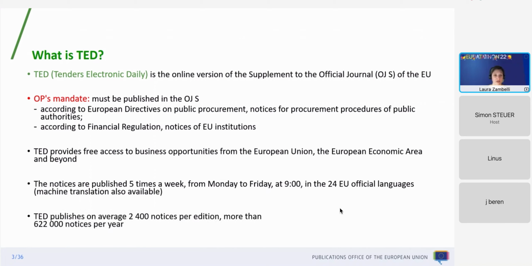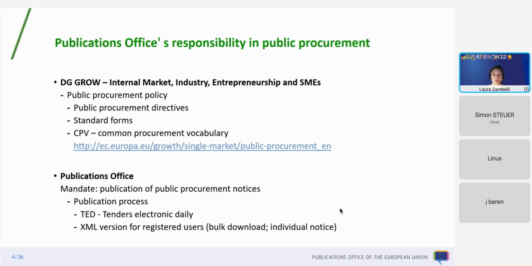This means that on average, TED publishes 2,400 notices per edition, which means more than 622,000 notices per year. Let's see now together the responsibility of the Publications Office in public procurement and of the Commission in general.